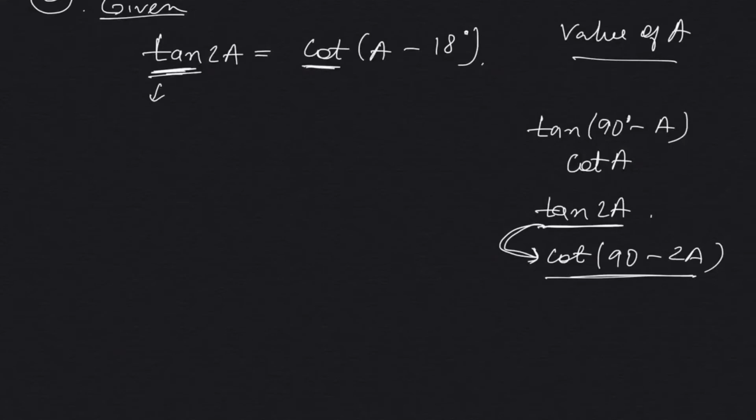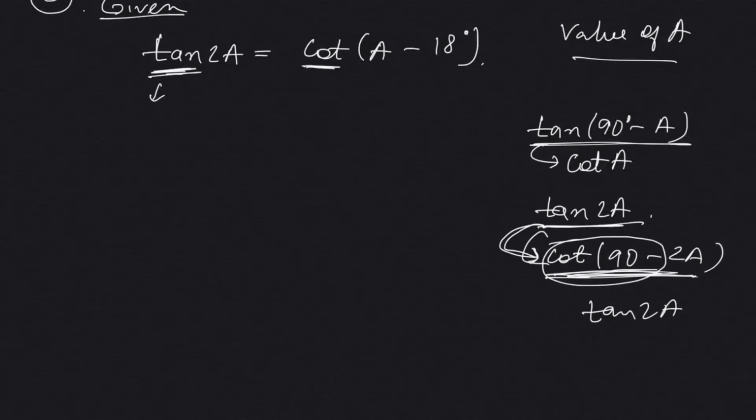If you have to get confused, you should get confused at this point and not later on, so please clear this confusion. This is the relation tan (90 minus a) equals cot a, correct? So tan 2a can be written as cot (90 minus 2a), because this in fact will give us tan 2a. So now we write this as nothing but cot (90 minus 2a), not tan 2a, okay?